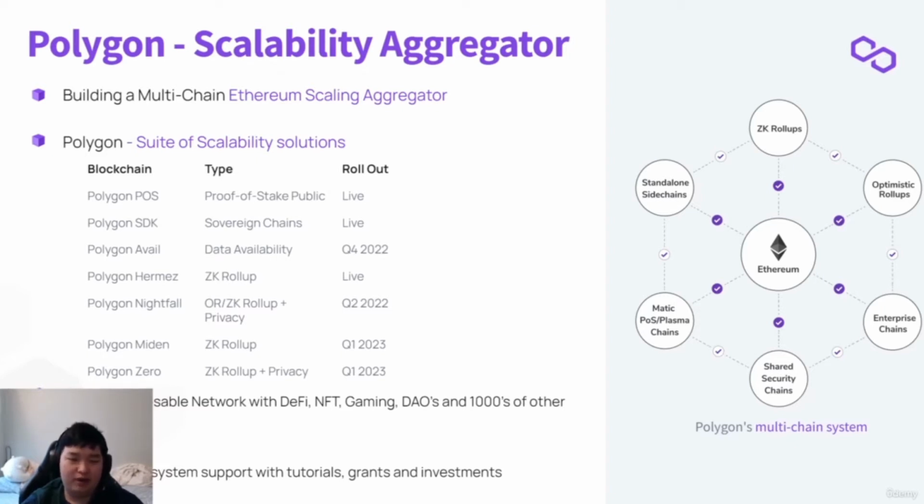What we're going to be going over in this quick course is the Polygon proof of stake, which is live right now. You can use it, and it's the main flagship product right now. But as our security standards increase and get better, we have ZK rollups that are also in the process of being built. As a result, Polygon Nightfall, Miden, and Zero will be coming out later this year and early next year.